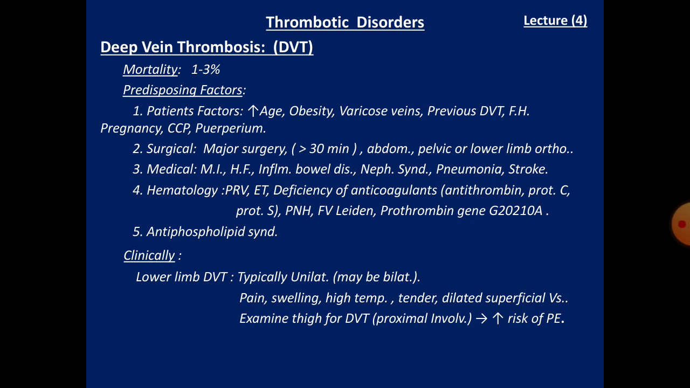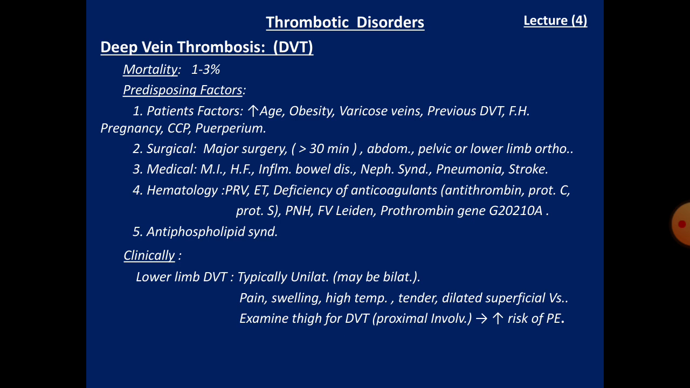Again, one of the acquired causes of the thrombotic disorder is antiphospholipid antibody syndrome. So how do these patients present? Clinically, they present mainly with lower limb deep vein thrombosis, because thrombosis can occur rarely in the upper limb, but it usually occurs in the lower limb. Typically these patients have unilateral rather than bilateral involvement. They present with pain, swelling, high temperature, and tenderness with dilated superficial veins.